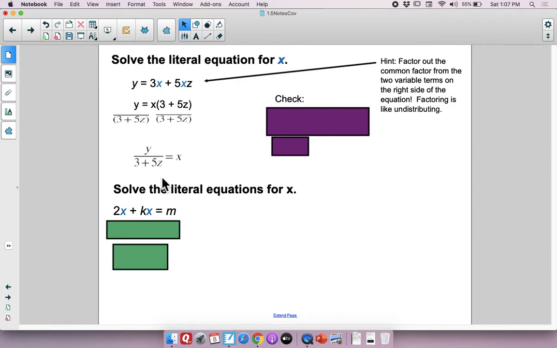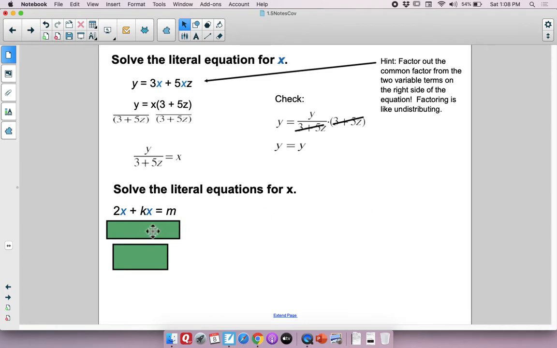Now, like I said, you can check this. Now watch what happens when I check this. I'm basically going to plug this in wherever I see an x. So what I've done is I've plugged in y over 3 plus 5z for x. I actually plugged it into this step, it looks like. Yeah, I did. And then I have the 3 plus 5z. Those cancel. Y equals y. Check, check. Okay. All right.